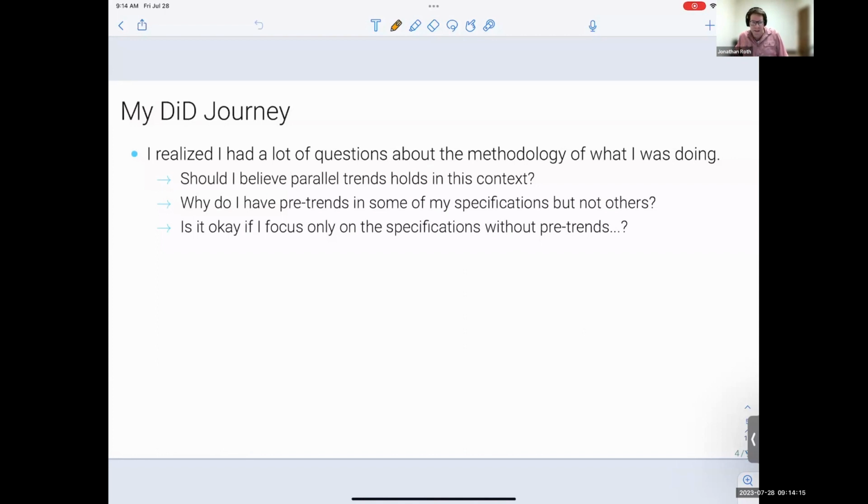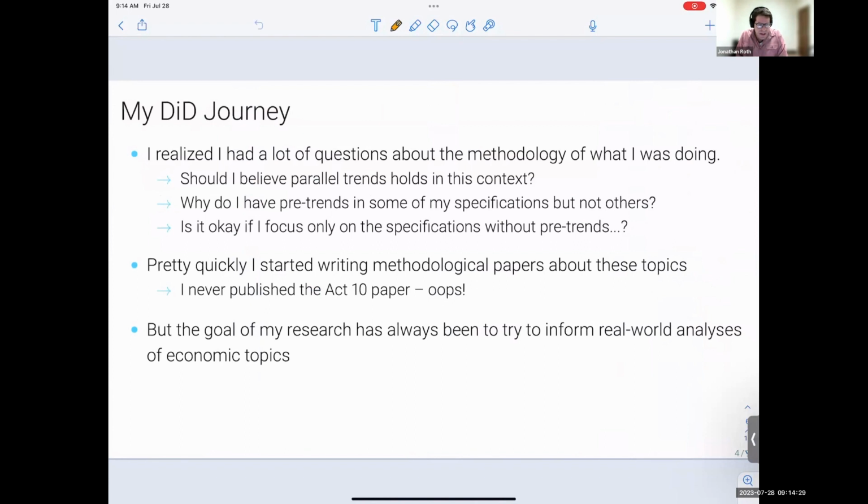While I was interested in Act 10, pretty quickly I had a bunch of methodological questions brewing in the back of my head about how we should be doing difference-in-differences. So I started writing methodological papers about how we should do difference-in-differences in general. I lost track of the Act 10 work, so I've never published that paper. For all the grad students and early stage researchers in the audience, having a working paper and then not publishing it is probably not recommended. On the other hand, finding a research area that you're really interested in and enjoy, as I have with difference-in-differences, is certainly recommended. So, take what you will from that.